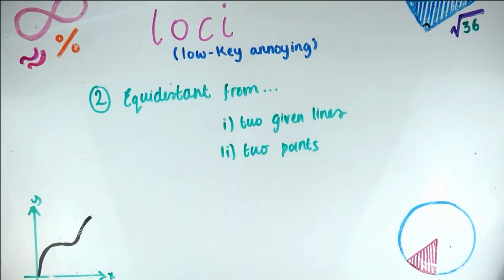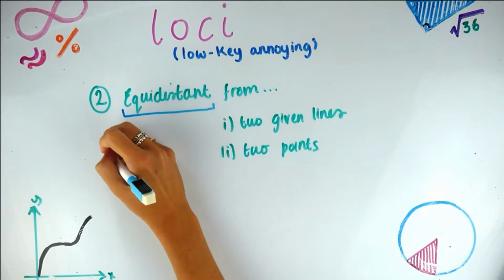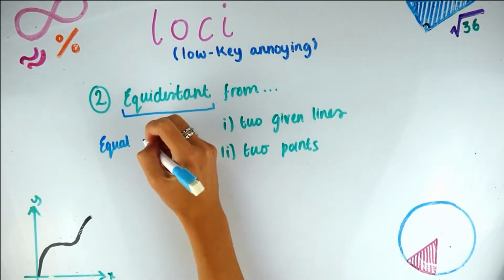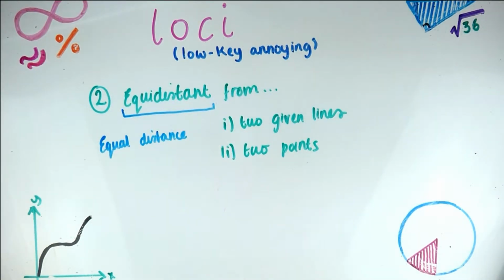Okay, so this is the type 2, so we have equidistant from two given lines and two points. So first of all we need to understand what equidistant means, and that means, as it kind of sounds, equal distance, but just put into one cool word. So we need the points that are equal distance from, the first example will be two given lines and the second type will be two points. So let's have a look at that.